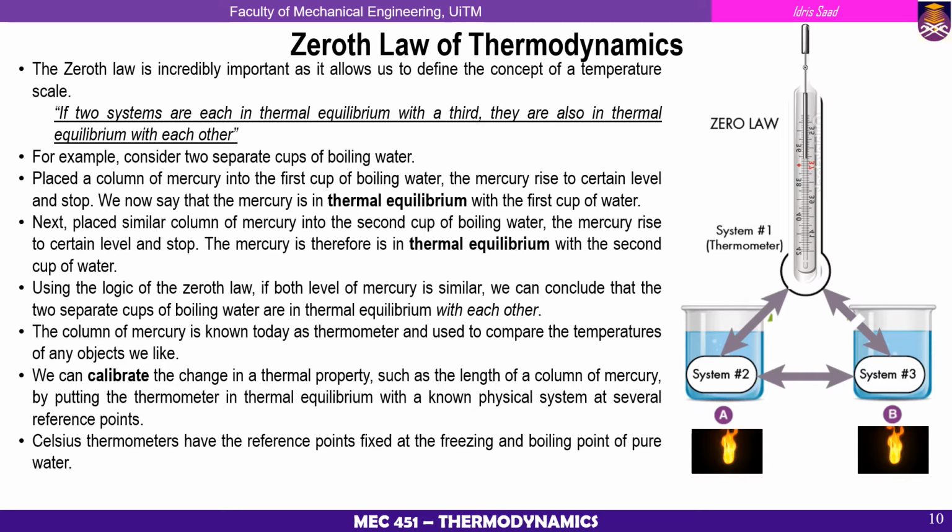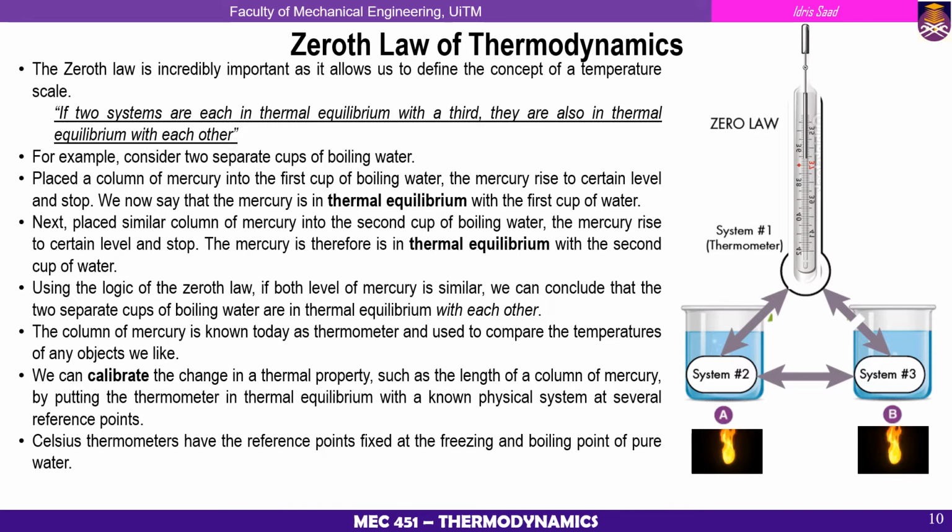Another observation is if we put the column of mercury in freezing water at room pressure, we will get one stable point. After that, when we heat the water until it's boiling, the mercury will stop at another stable point. Interestingly, the distance of the mercury between the freezing and the boiling water is always consistent, no matter how many times we repeat this experiment, so we can always calibrate that column of mercury. That column of mercury is known nowadays as a thermometer.